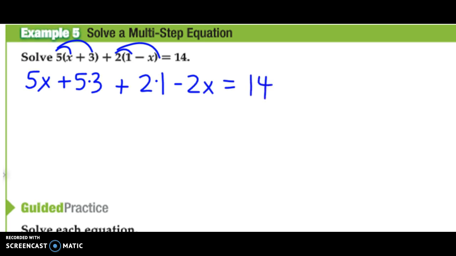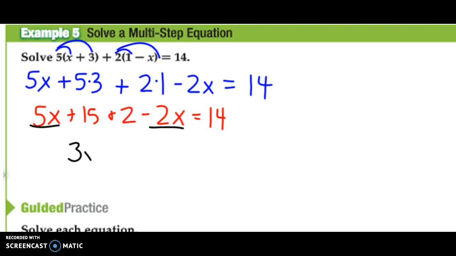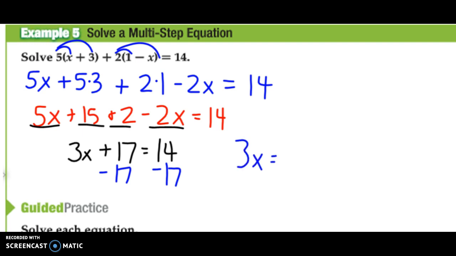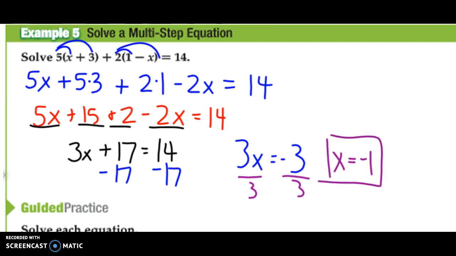Now let's combine our like terms and our multiplication. So we get 5x plus 15 plus 2 minus 2x is equal to 14. Combining my like terms, 5x minus 2x is 3x. 15 plus 2 is 17. And that's equal to 14. I can subtract 17 from both sides, and I'd get 3x is equal to negative 3. Divide by 3, divide by 3. x equals negative 1.